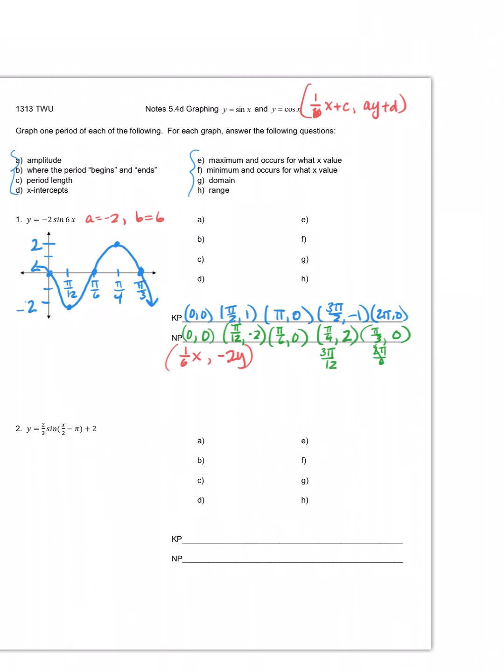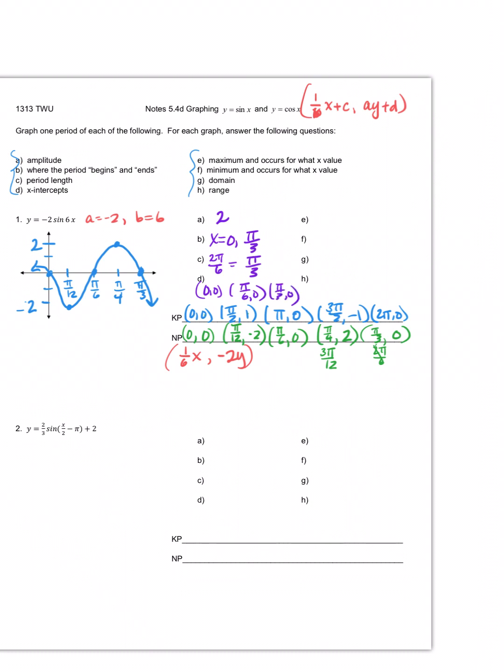So let's look at our attributes. What is the amplitude? Well, the amplitude is the absolute value of a, so it's 2. Where does the period begin and end? It begins at 0, it ends at pi over 3. The period length is 2 pi over b, which is 2 pi over 6, which reduces to pi over 3. The x-intercepts are 0, 0, pi over 6, 0, and pi over 3, 0.